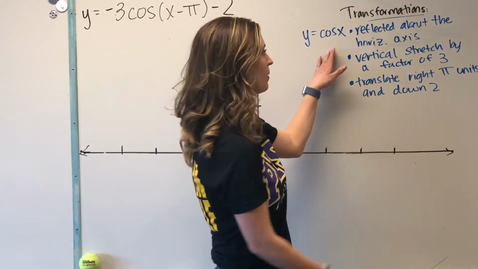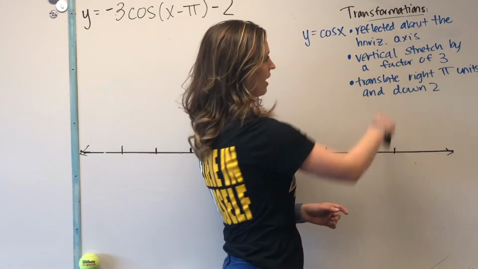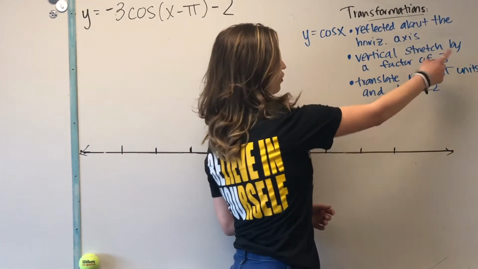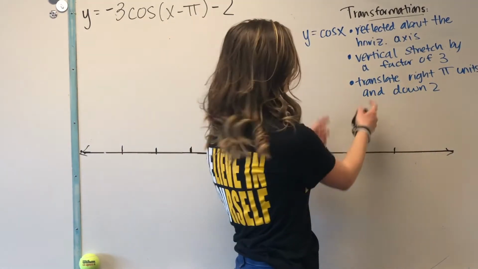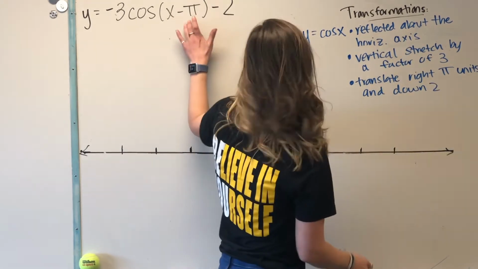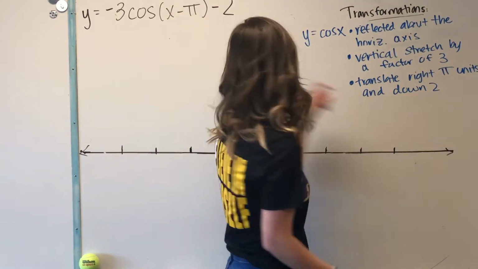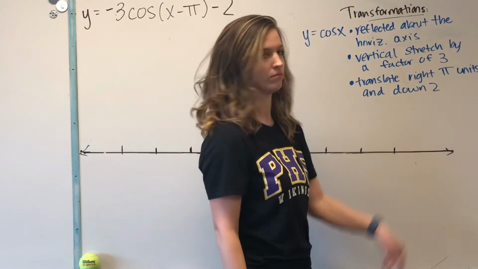So to review our transformations, we have a reflection about the horizontal axis, right, because of the negative. We have a vertical stretch by a factor of 3 because of that 3 right there. And then we're translating to the right, inside opposite, pi units, and then down, outside same, 2 units.